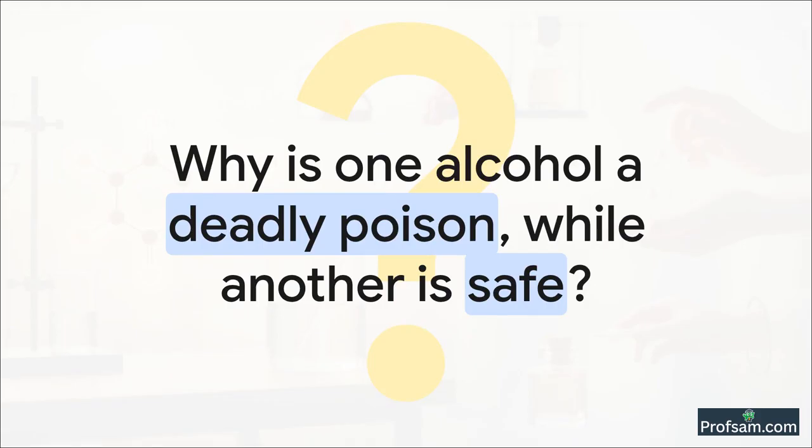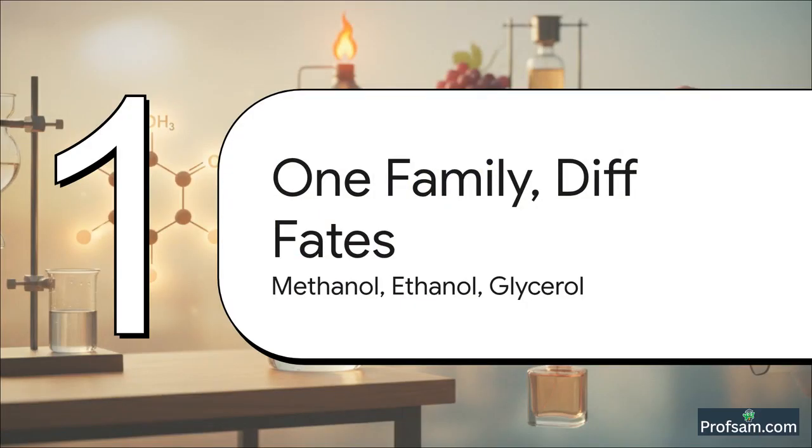How is it possible that two molecules, which look so similar on paper, can have such completely opposite effects on the human body? One is a deadly poison. It can even cause blindness, while the other is found in beverages. It's a puzzle, right? Well, today, we are going to solve this puzzle. For today's discussion, we'll be focusing on three specific alcohols: methanol, ethanol, and glycerol.